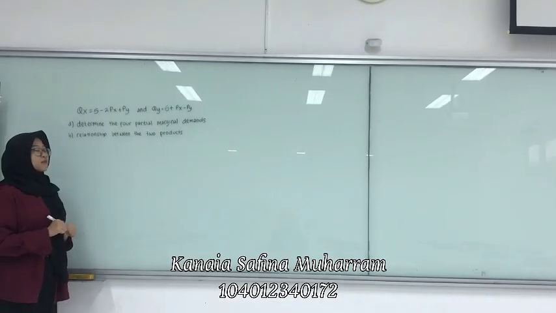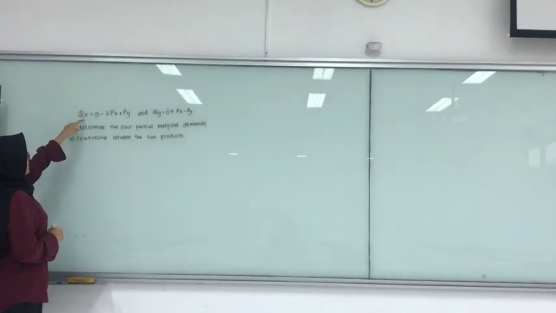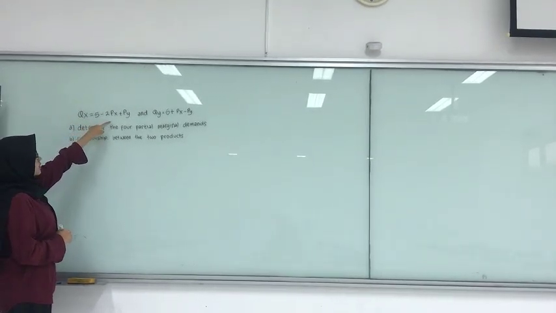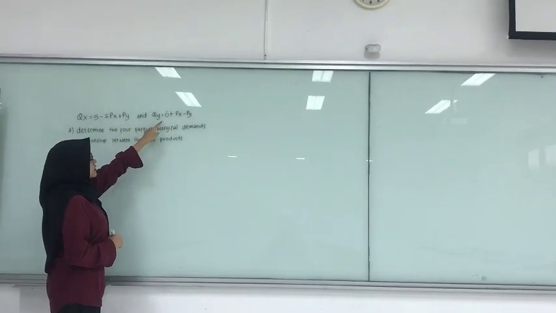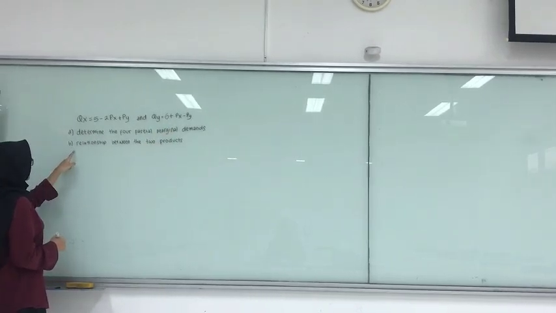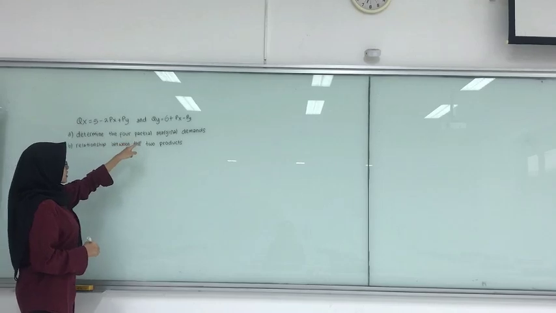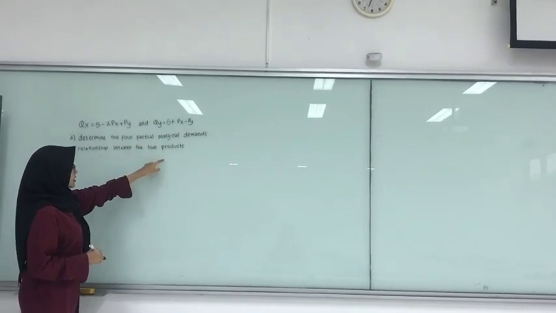Okay, for question number 1, there's the function Kx equals 5 minus 2Px plus Py, and Ky equals 6 plus Px minus Py. Then determine the four partial marginal demands and the relationship between the two products.